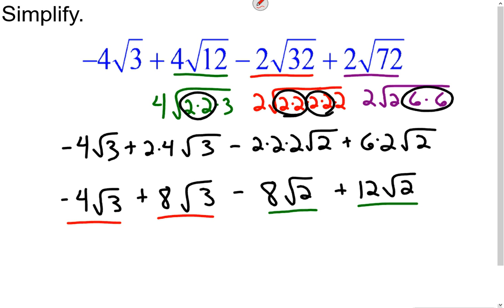Negative 4 root 3 plus 8 root 3 is going to put us at a positive 4 root 3. And then the negative 8 root 2 and the positive 12 root 2 is going to put us at a positive 4 root 2. Since that's positive, we're going to add that on, and there we go. We have simplified that radical expression.